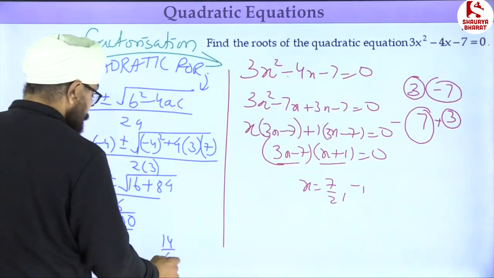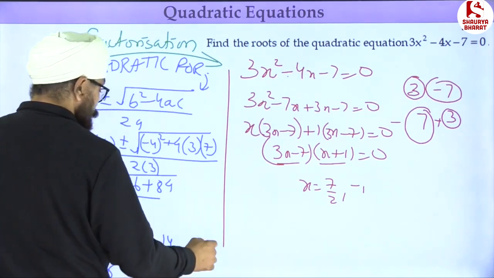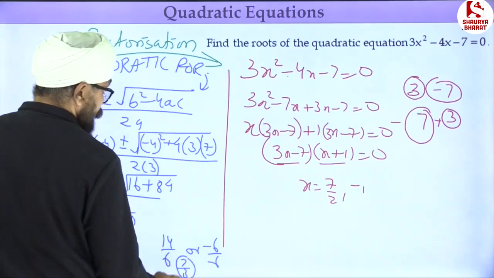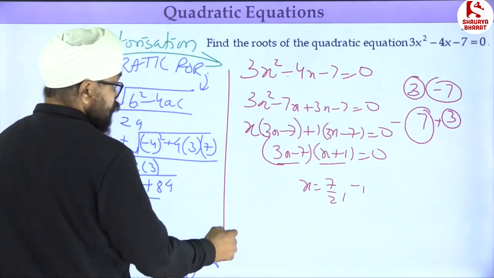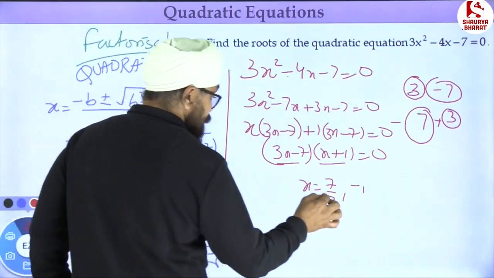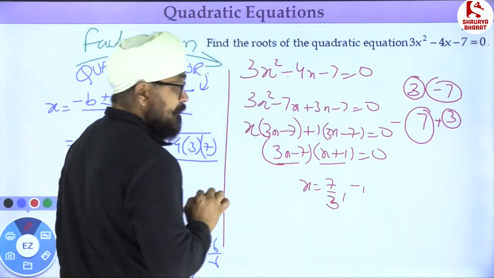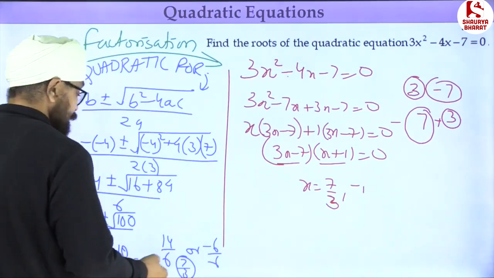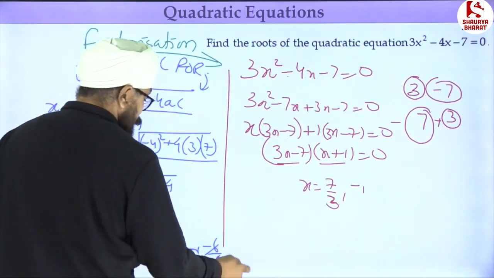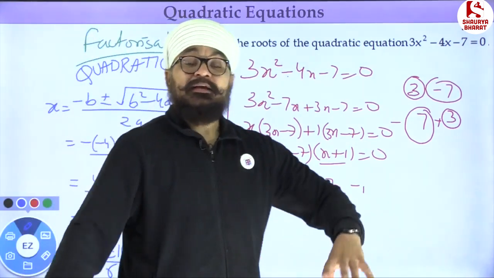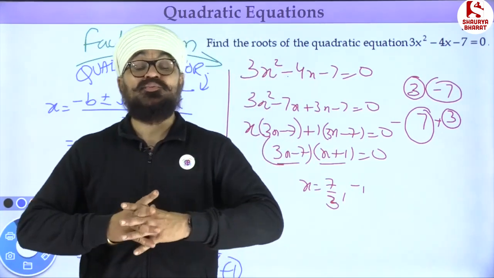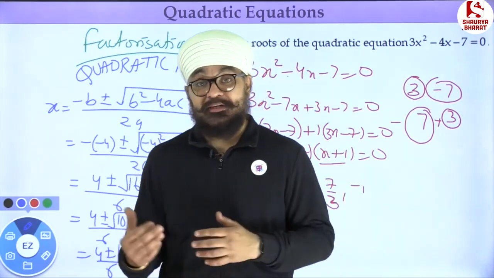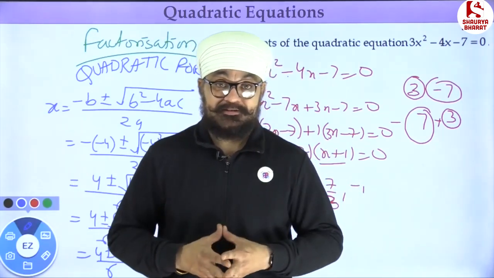So 14 upon 6, and we are going to subtract them, that is minus 6 upon 6. So this is clearly 7 upon 3. Here, by mistake, I have written this one. So this is 7 upon 3, and here when we solve this thing, this portion will become minus 1. So the two answers we are getting. We can apply any of the methods in which we are perfect. Clear? If you have the factorization method, go for that, otherwise the quadratic formula is there with us.